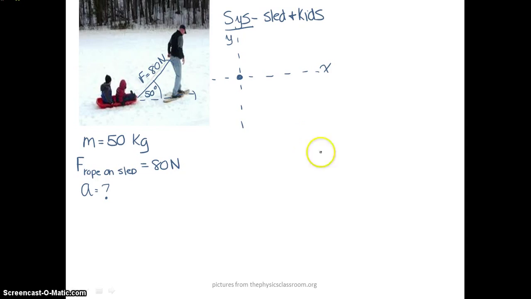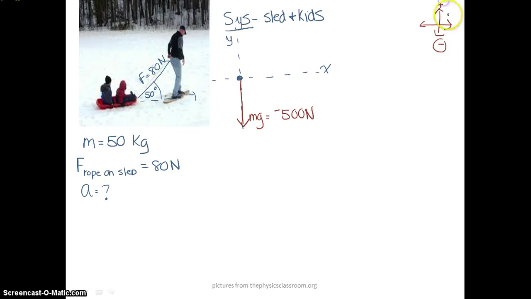Okay, so let's start in with a force diagram. The first thing I definitely know is the force of Earth on the system, so that'll be mg here. If the mass is 50 kilograms, then using an acceleration due to gravity of 10 meters per second squared downward, I can find this weight force, and it would be negative 500 newtons. So I'm going to make my downward direction negative and my upward positive. I'm going to do my right as positive and the left as negative.